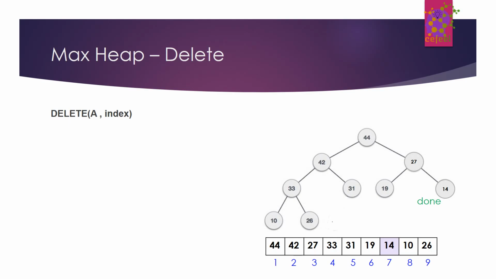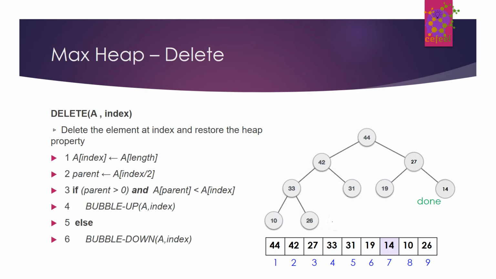Now let's see this algorithm or procedure in steps. Delete takes the array A and the index at which the element needs to be deleted. The first step is to replace it with the new element, which is what we did here with A[index]. The element, in our case 35, was replaced with the element 14. Then for the new element, first we will see the bubble up property.